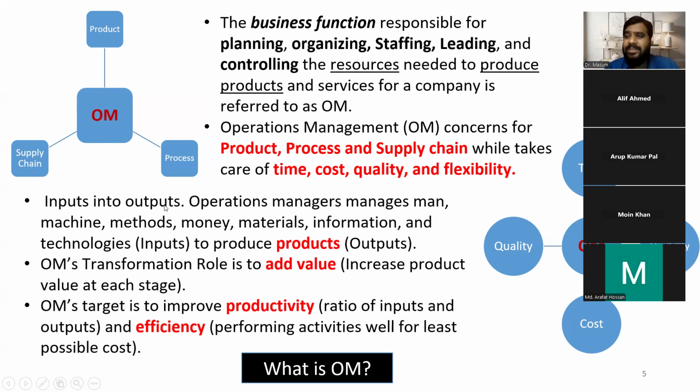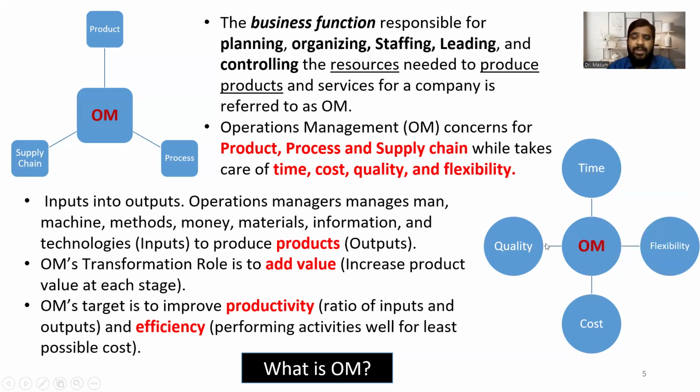You are producing a shirt, isn't it? So if the shirt has a defect, what will happen? If your shirt has a defect, then you cannot sell your product. So you must be very careful about the product, about the process, and about the supply chain. Supply chain means how you are getting your inputs from different sources. So the operations manager is responsible for product, process, and supply chain. The operations manager is also responsible for improving quality.